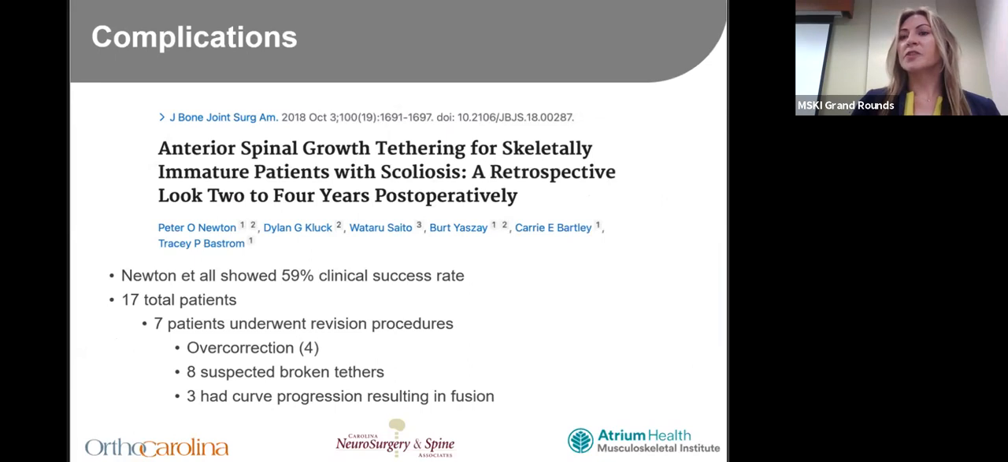This is another paper published by Newton in JBJS. He followed 17 of his own patients, and he defined his success as having a residual curve at the 2 to 4 year mark of less than 35 degrees, and that they did not subsequently undergo a fusion. So he only had a 59% success rate, which overall is not ideal. Of 17 total patients, 7 of them ended up going to revision.